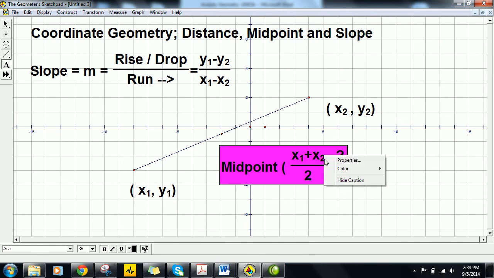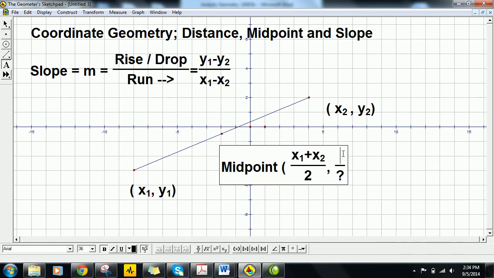Can I copy and paste that? No. So the average of the y values would be y1 plus the second y value, y2, all over 2. Right? So that's how we get the coordinate for the midpoint. Right?